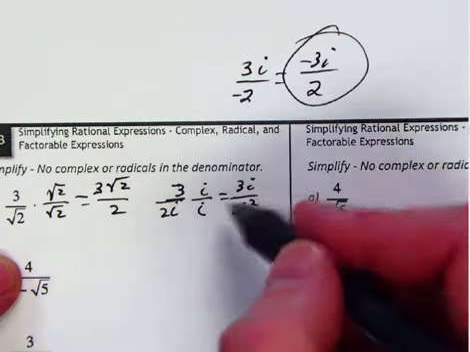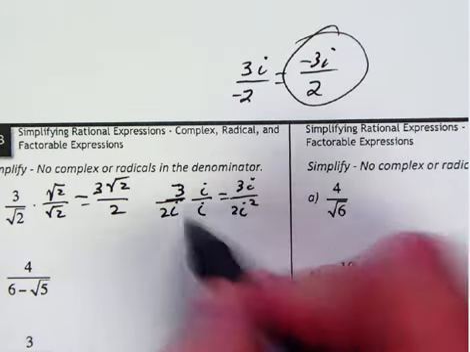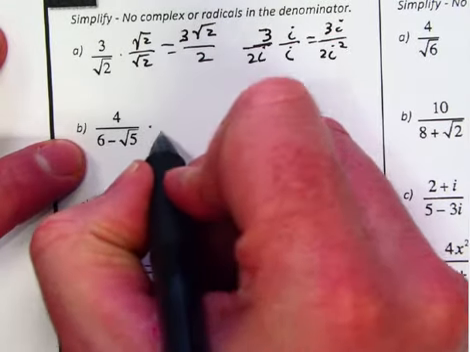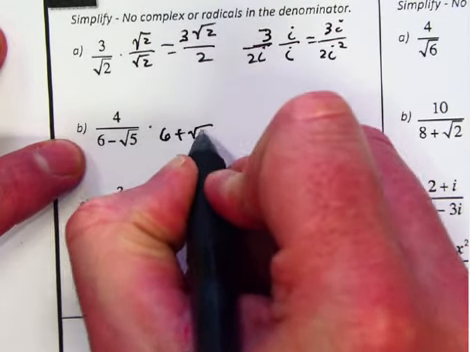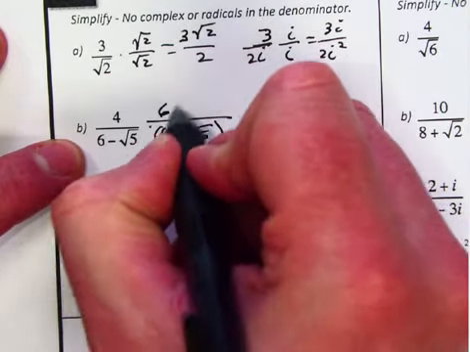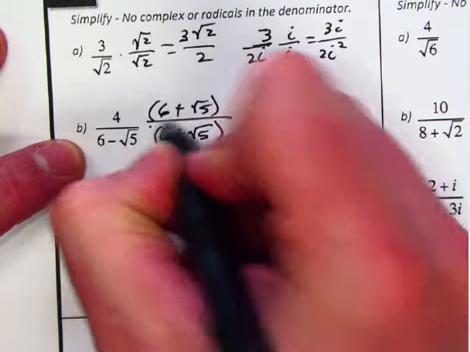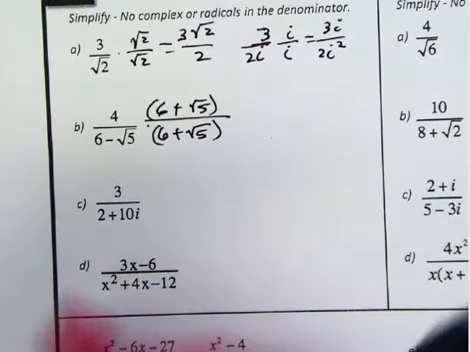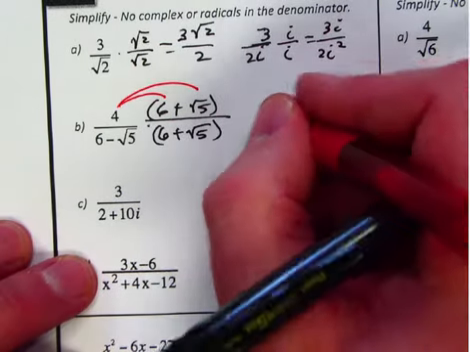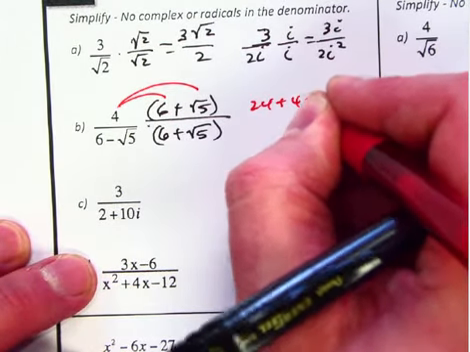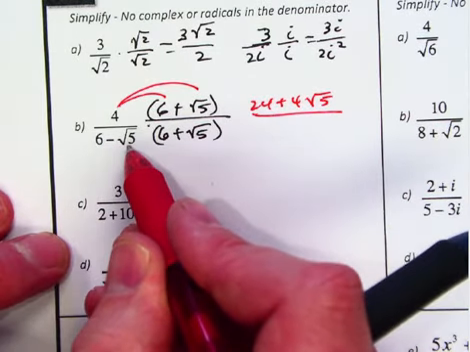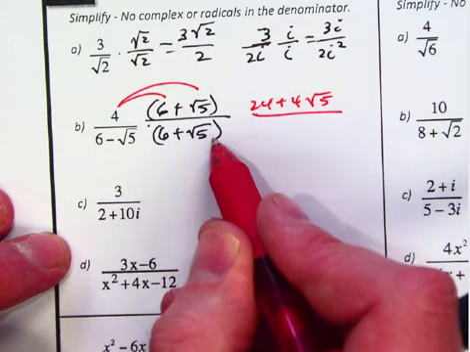So i's we deal with by doing i times i. And then over here, if we have another radical situation separated by a minus sign, we've talked about how you actually have to multiply by its conjugate, or its opposite, so 6 plus the square root of 5. And so then I do that up here as well. And then I'm going to have to do some distributive property, so 4 times 6 and then 4 times that, which gives me 24 plus 4 times the square root of 5 over, and then I have to do 6 minus the square root of 5 times 6 plus the square root of 5.